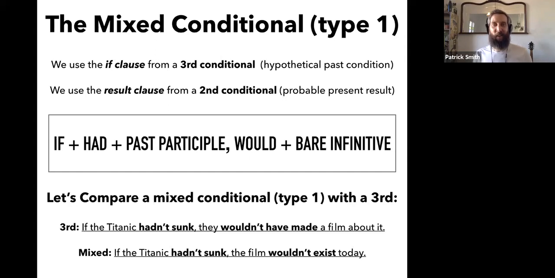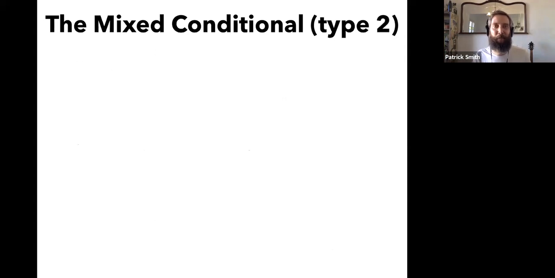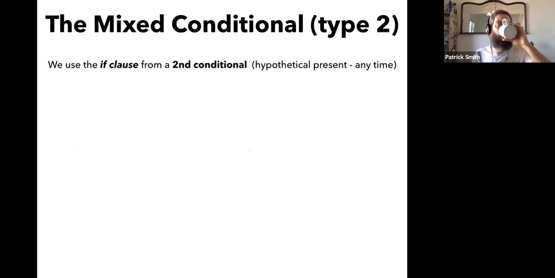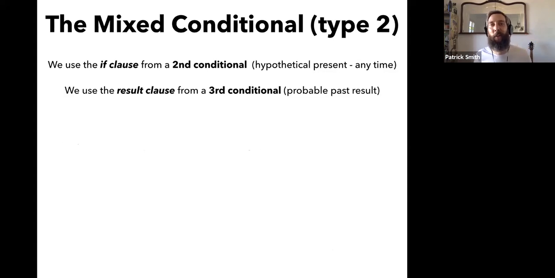Good. So there's one more thing that we're going to look at, and that's the second type of mixed conditional. You can imagine what we're going to do here. Yeah, we're going to swap them around. So let's take a look. Type 2, the second type of mixed conditional. This time, the if clause comes from the second conditional instead of the third, and the result clause comes from the third conditional instead of the second.